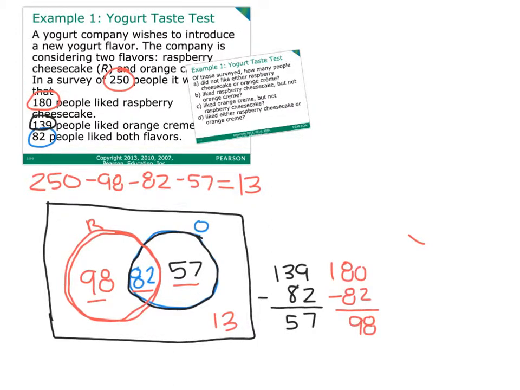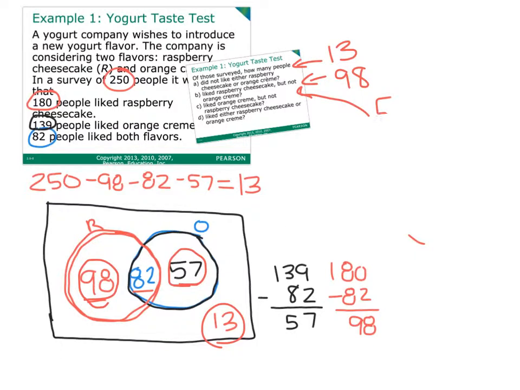Okay, so the first question says, of those surveyed, how many people did not like raspberry cheesecake or orange cream? So that's going to be your people that did not get included in a circle. So that would be 13 people did not like either. Of those surveyed, how many liked raspberry cheesecake but not orange cream? So that's going to be your loners that are only in the raspberry part, and that is the 98. Of those surveyed, how many liked orange cream but not raspberry cheesecake? So that's your people that are only in the O circle, and that's your 57.